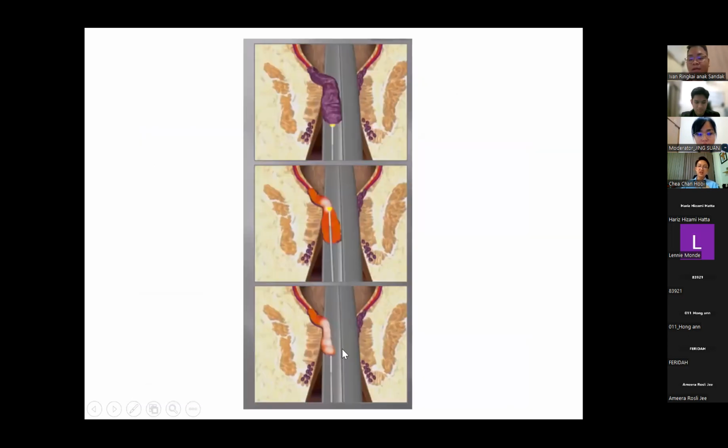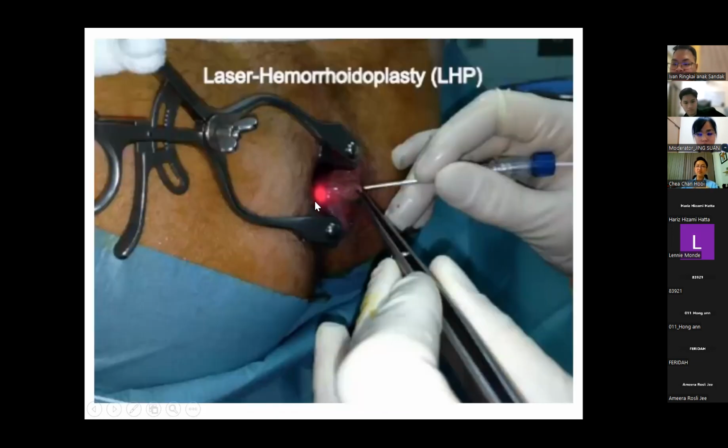Okay, so this is how the laser works. A simple diagram, a very simple diagram, just to show. Poke in the needle and then you burn it off. Okay. After being burnt off, being coagulated, it forms a coagulum or some form of scar tissue that is much smaller, and after a while it will just drop off by itself. Okay, so this is laser hemorrhoidoplasty. So this is a probe being inserted and the laser being activated.